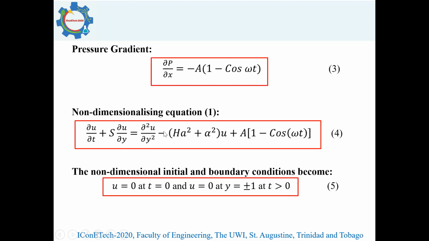When non-dimensionalizing the Brinkman's equation, we get this equation where S is the suction injection parameter, HA is the Hartmann number, alpha is the permeability parameter, and this represents the applied pressure gradient. When non-dimensionalizing initial and boundary conditions, the only thing that changes is that where y was equal to plus or minus h, y now becomes plus or minus 1.